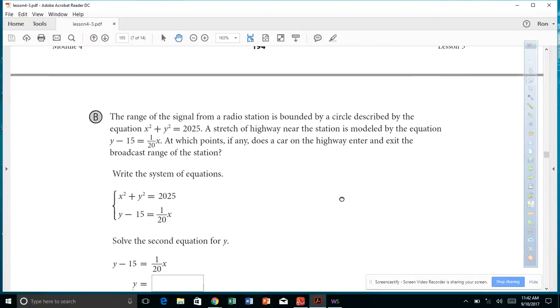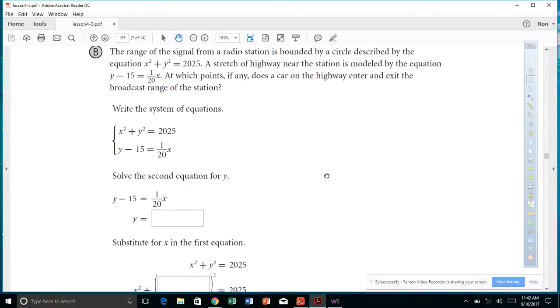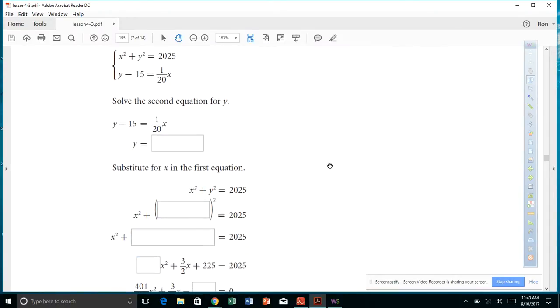B, the range of a signal from a radio station is bounded by a circle described by the equation x squared plus y squared equals 2025. A stretch of highway near the station is modeled by the equation y minus 15 equals 1 over 20 x. At which points, if any, does the car on the highway enter and exit the broadcast range of the station? So we've got these two equations.